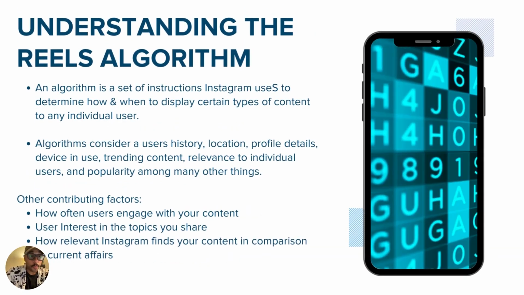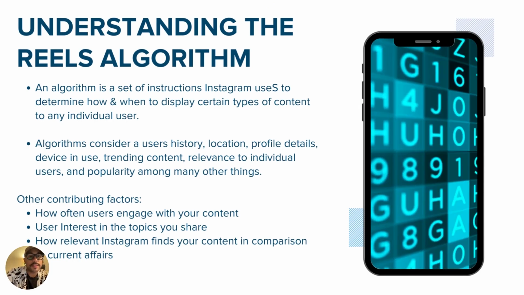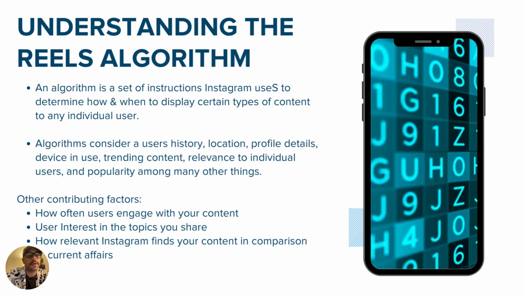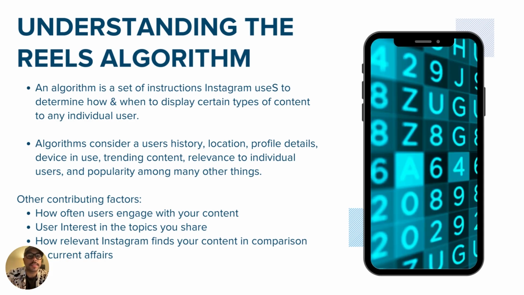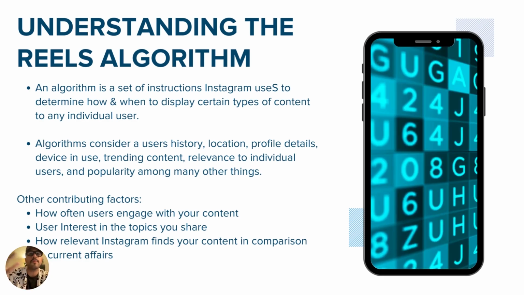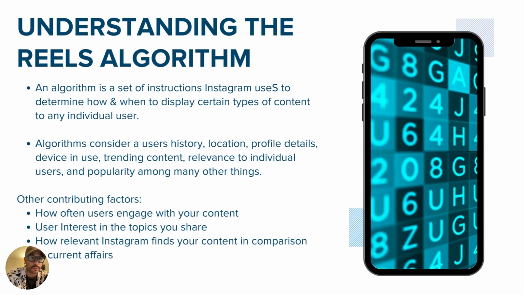Now, I want to talk about a big word that's swimming around the internet and around Instagram, and that is the algorithm. An algorithm sounds like a much scarier word than it is. All it is is a set of instructions that Instagram uses to identify when, where, and how to distribute and display your content to certain individual users.